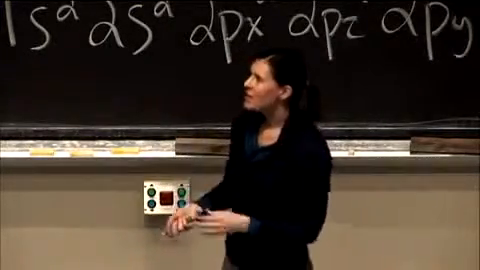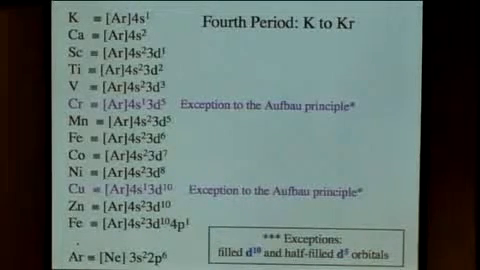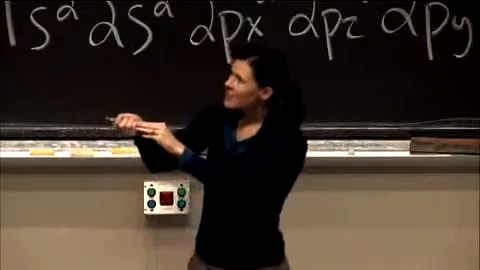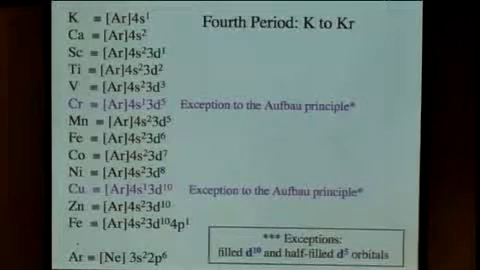And the exception in general is that filled d10 or half-filled d5 orbitals are lower in energy than would be expected. So we get this flip-flop where if we can get to that half-filled orbital by only removing one s electron, then we're going to do it. And the same with the filled d orbital.